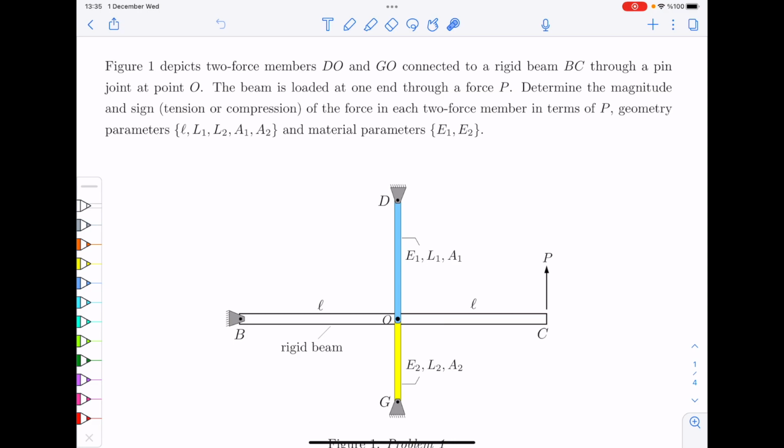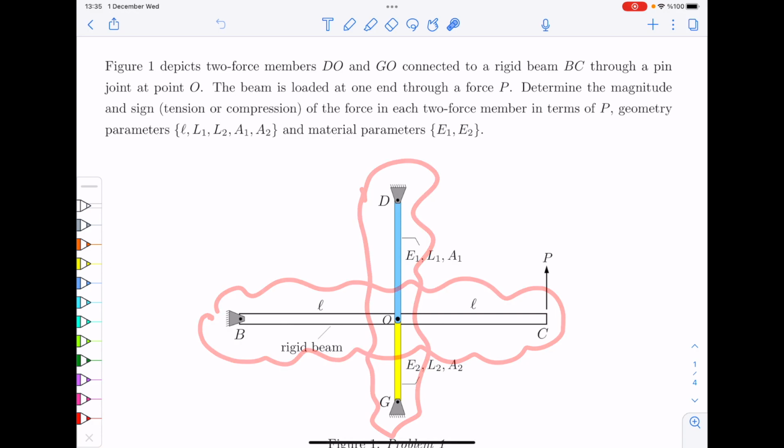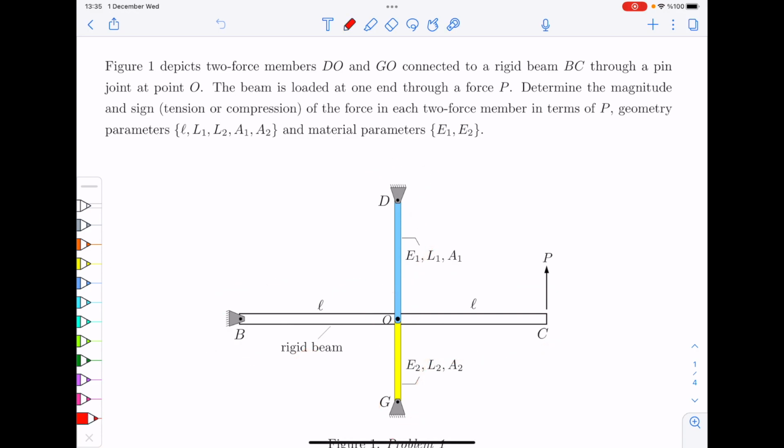All right, so as always, we start with our usual equilibrium equations, and we will see that this is a statically indeterminate system, so we do something a little bit more than that. But let's start with equilibrium. If you split this system into 2 systems, let's say we split it into the beam, BOC, and then the second system, DOG.